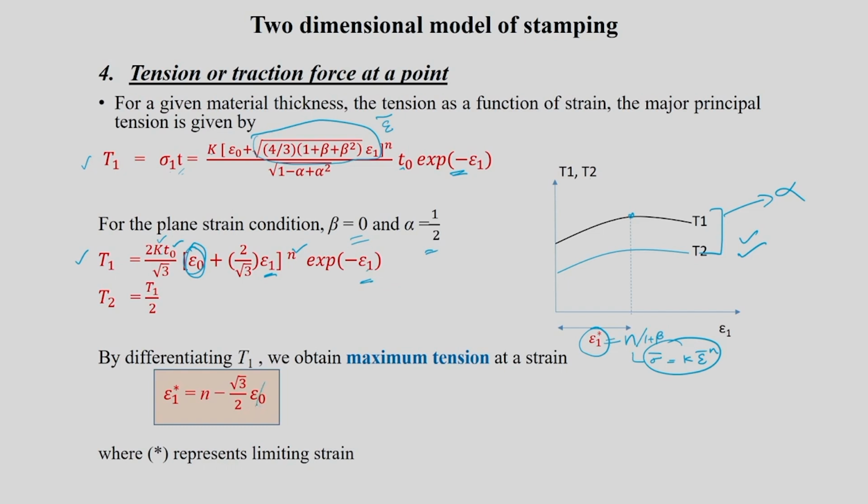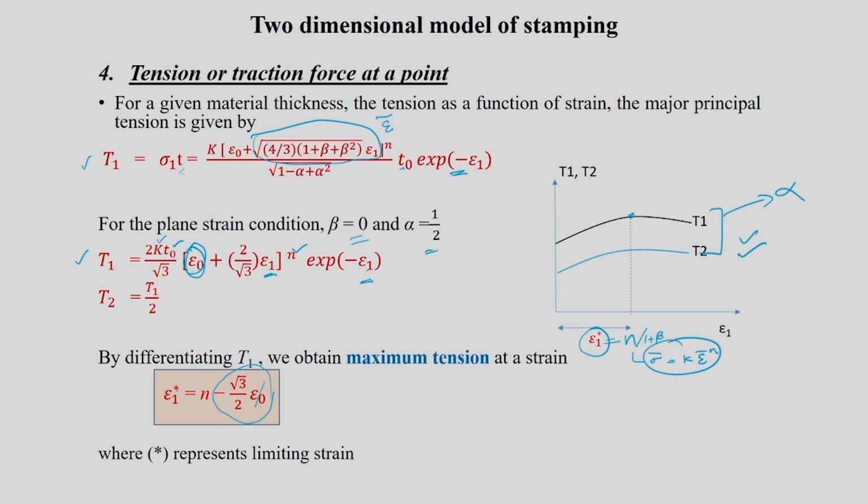If there is no pre-strain, then this factor will go off. That's what I was telling you, epsilon 1 star will be equal to your n. So when you put beta equal to 0 here, you will see that epsilon 1 star will be equal to n. Both will remain same. Okay. So the only addition we have is minus root 3 by 2 into epsilon naught. That comes because we are going to include pre-strain into this particular strain hardening law.